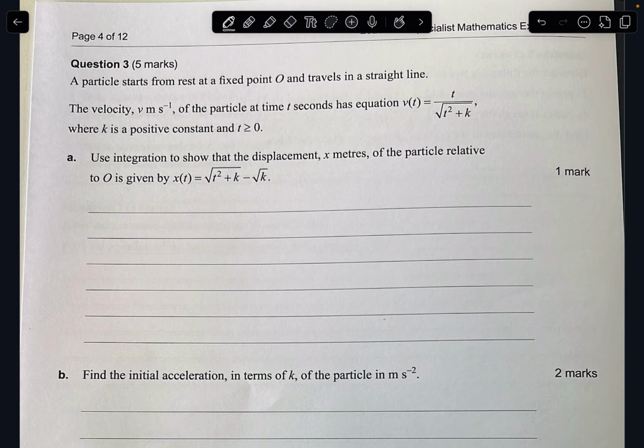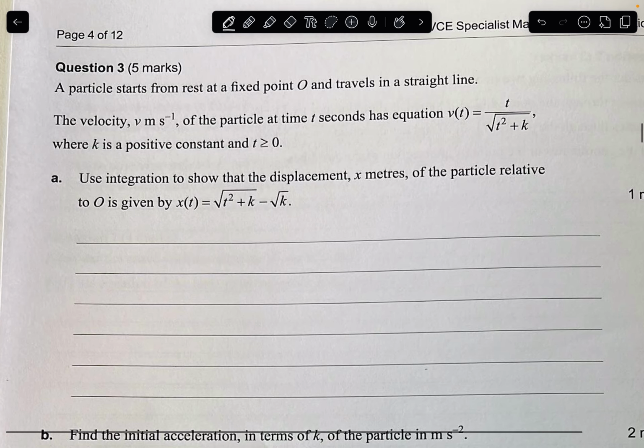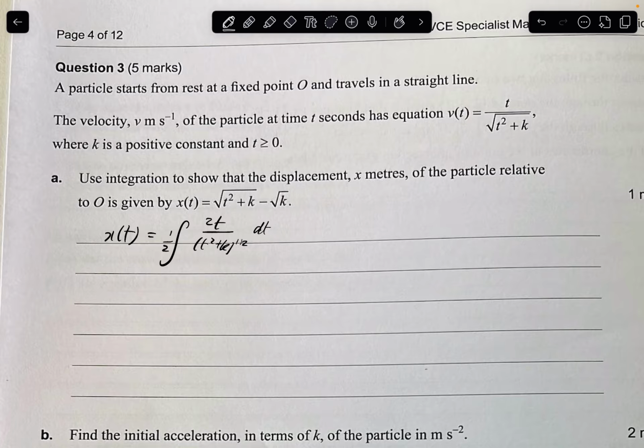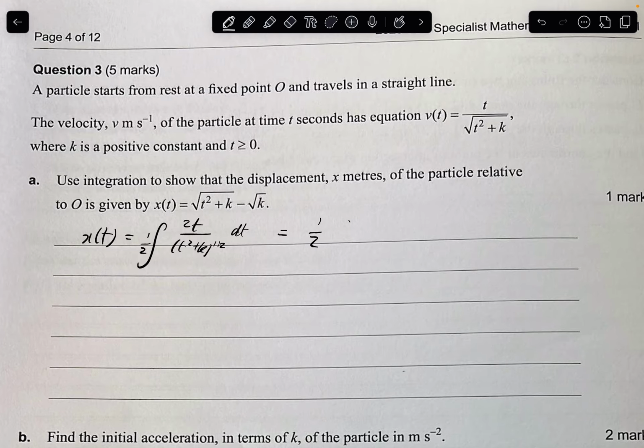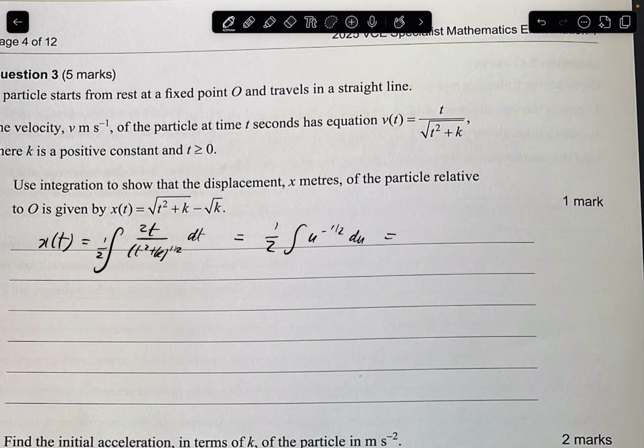Use integration to show that the displacement of the particle relative to O is given by that. So the displacement, we've got to integrate: x of t is equal to the integral of t over (t squared plus k) to the power of a half dt. You can put a 2 here, put a 1/2 here, and then that just becomes 1/2 times the integral of u to the power of negative a half du, which is, if you add 1 to the power, u to the power of a half, divide by 2 will cancel the half. So it will be square root of t squared plus k plus c.